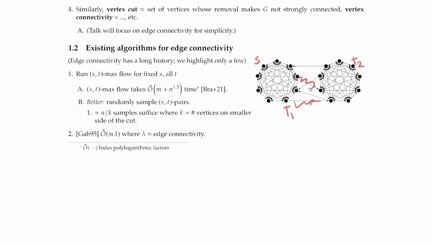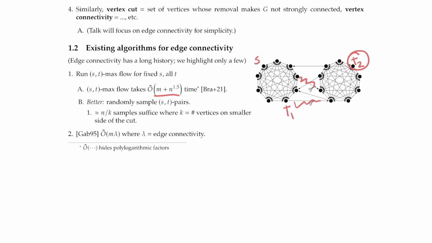One thing to keep in mind is that s-t max flow has gotten much better recently and now only takes m plus n to the 1.5 time, where m is the number of edges and n is the number of vertices. Slightly better sometimes than enumerating all possible t is to randomly sample t. So in this kind of setting where the cut is fairly balanced, I have a 1 in 2 chance of sampling from the right-hand side and thus obtaining the minimum s-t cut.